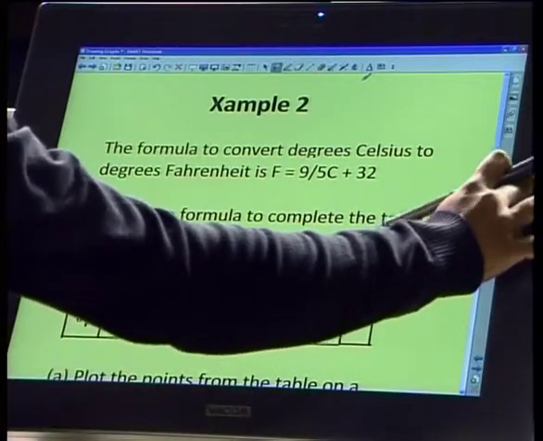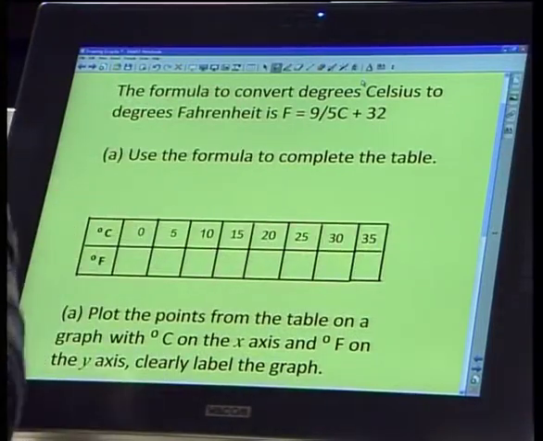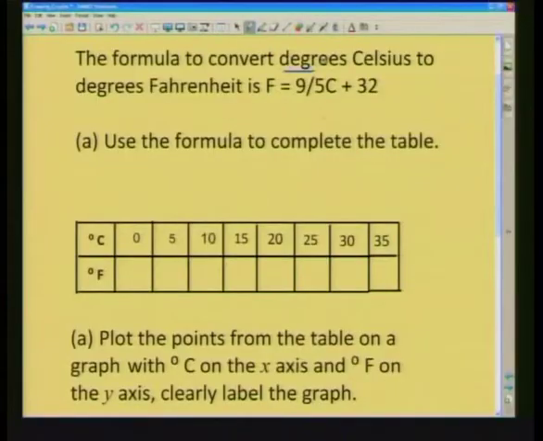Now guys, sometimes you can be given a formula and then asked to sketch the graph from the formula. In this type of example, you will then have to choose for yourself what points you should be plotting. But the more points you use, the more accurate your graph will be. So bearing that in mind, let's look at example 2. We are told that the formula to convert from degrees Celsius, that's what temperature in South Africa is measured in, to degrees Fahrenheit is F, which is degrees Fahrenheit, equals 9/5 times C, which is your degrees Celsius, plus 32.